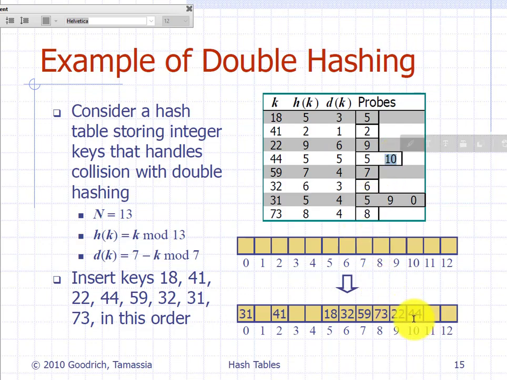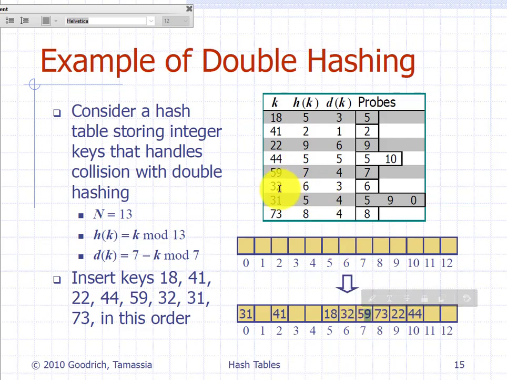So we go to 10 and we see there's nothing there. So we put in 44. Then 59. We go to 59. We hash 59 using the first hash function, and we get 7. We see there hasn't been anything probed to 7. So we can put 59 in 7.